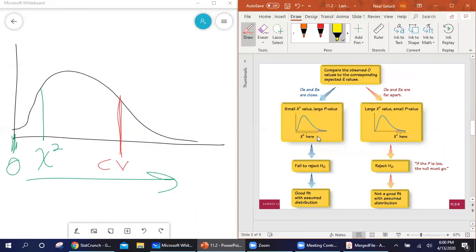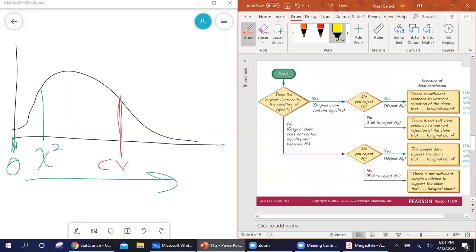So this kind of summarizes what I just talked about. If we have a small chi-square value, then that means we will fail to reject the null. And that leads to the assumption that this was a good fit. If the chi-square value is big, it's going to be out in the tail. That's going to result in a rejection of the null. And we're going to say it's not a good fit. What I observed does not fit what I expected. And we will be using this same table, flowchart thing, that we've been doing for the past 3 or 4 weeks now.